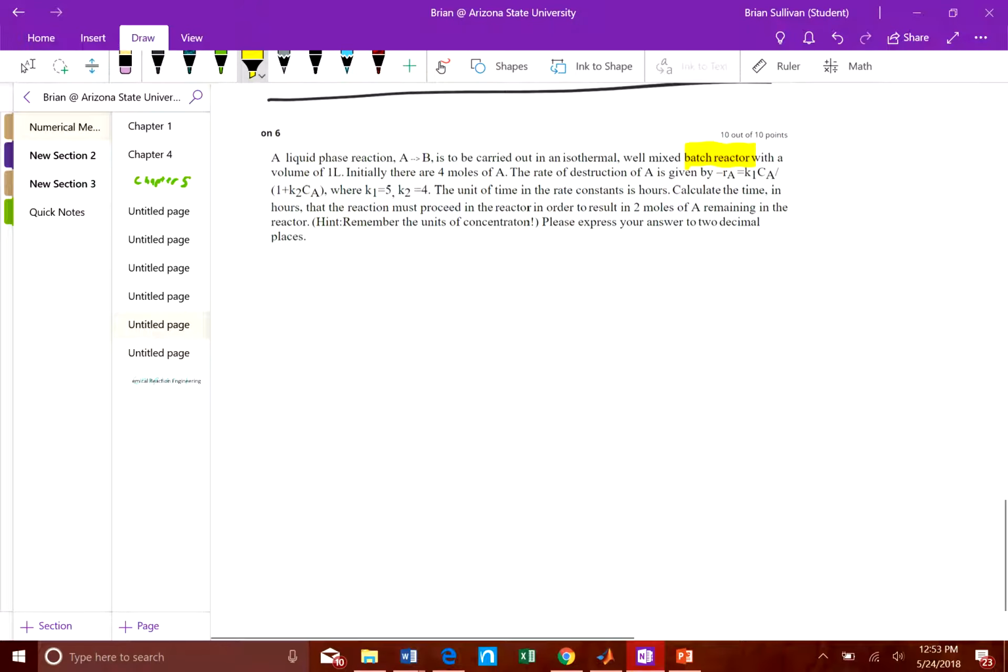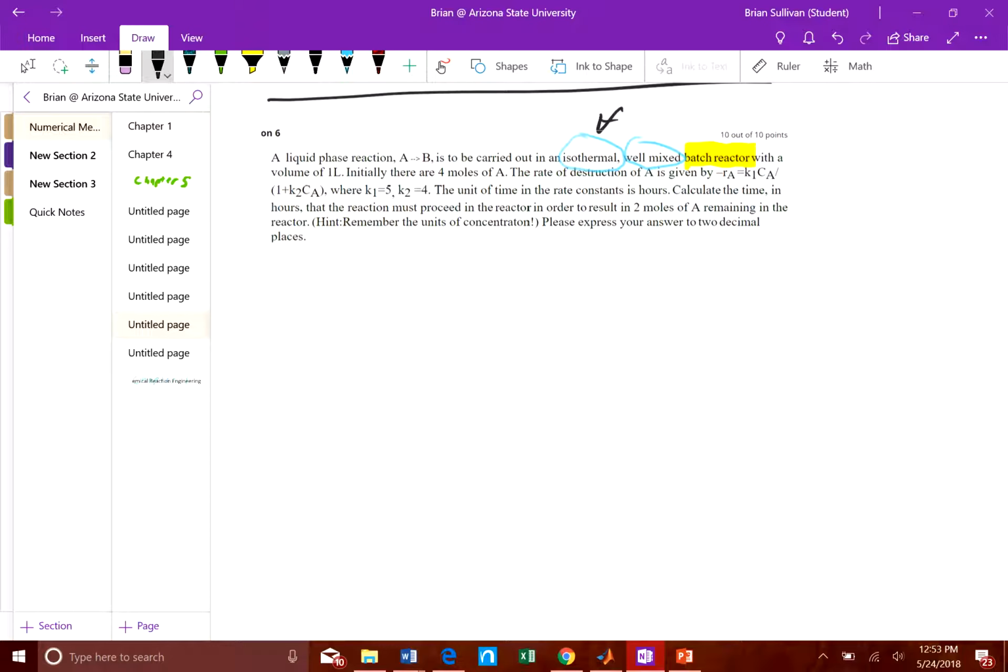Batch reactor. What are the conditions? I'll do it in blue. It's well mixed, which means the concentration everywhere inside of the batch reactor is going to be the same. And the second one is isothermal, which is good. That means all the rate constants are going to be constant. Rate constants are constants.